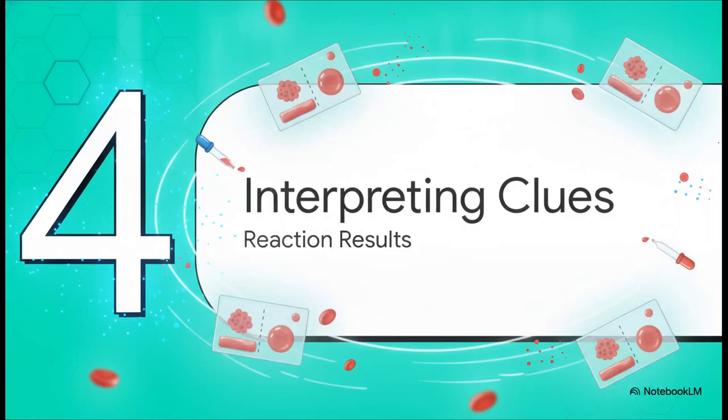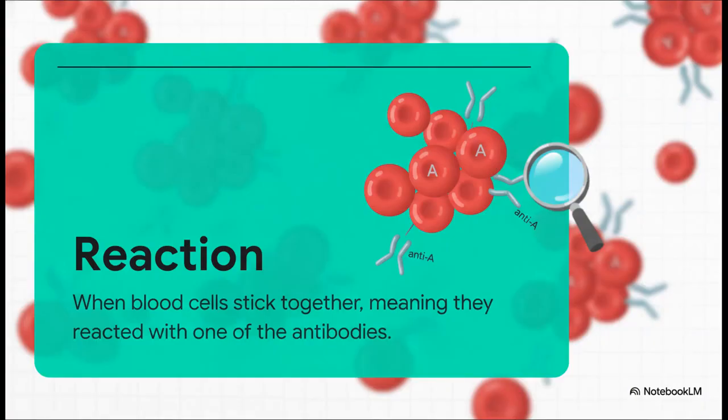Section 4. Interpreting clues and reaction results. So what does it actually mean when the blood changes right before our eyes? We're looking for a reaction called agglutination. When blood cells clump together after being mixed with our test drops, it proves a direct reaction just occurred. If we drop anti-A antibodies into the blood and it instantly clumps, we know definitively that A antigens are present. The security guards found their target. If it remains completely smooth, the antigen is absent.